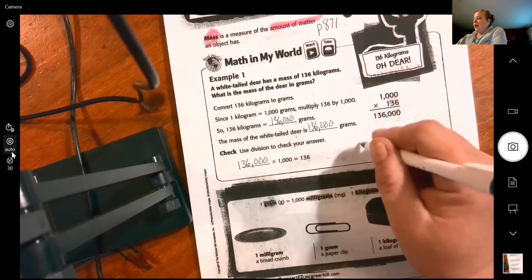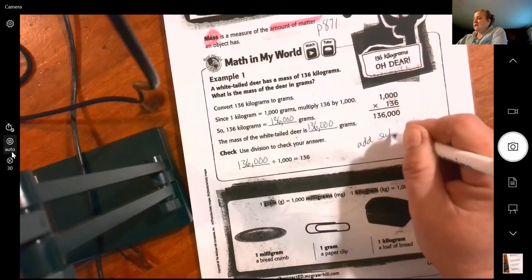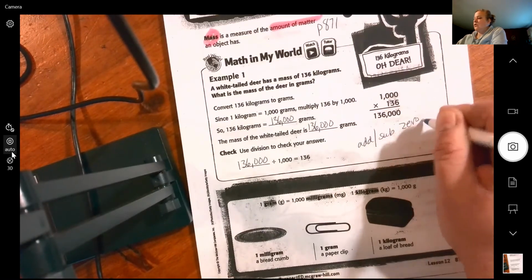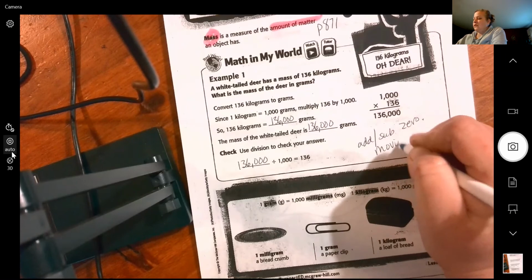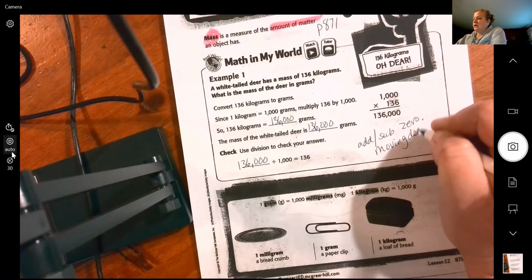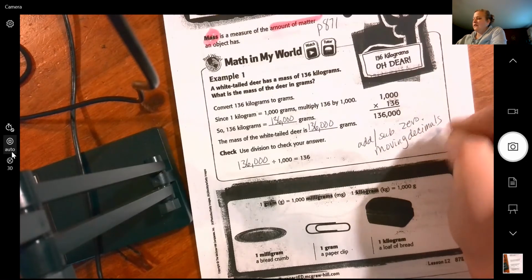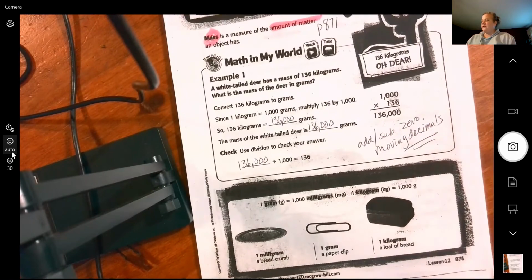So remember, we're adding or subtracting zeros, or we're moving the decimals. This is why we practiced for fluency last week, moving decimals left and right with multiplying and dividing.